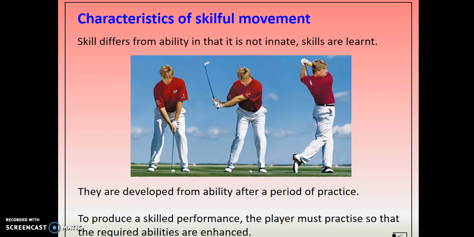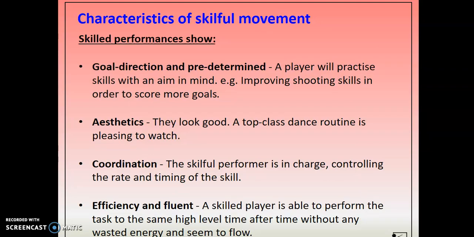So skills differ in ability. You're not born with these motor skills that we're talking about. They're learned. You weren't born being able to walk. You learn how to walk, and they're developed through a period of practice. And obviously, when we're talking about sport, we're talking about very highly refined skills that have been practiced over and over and over and over again to be enhanced.